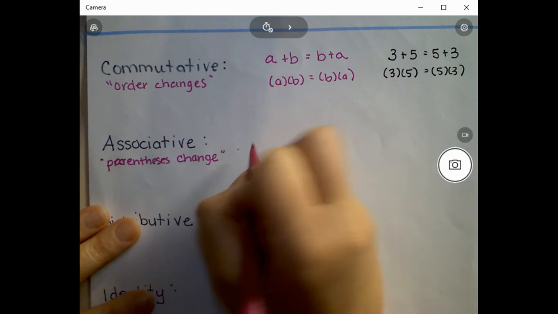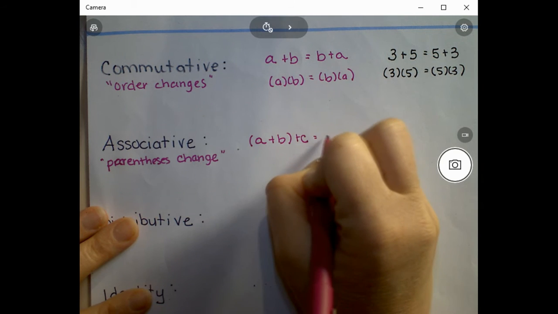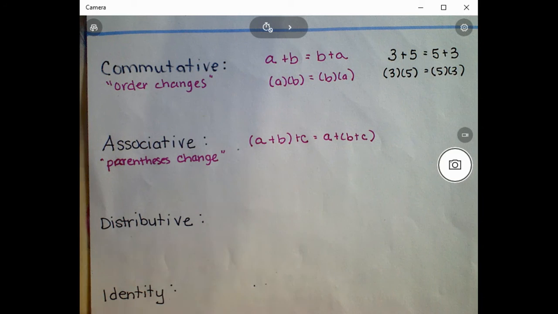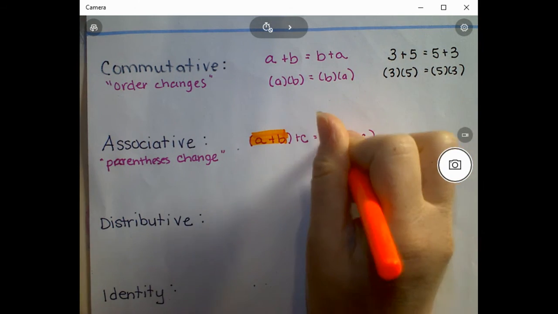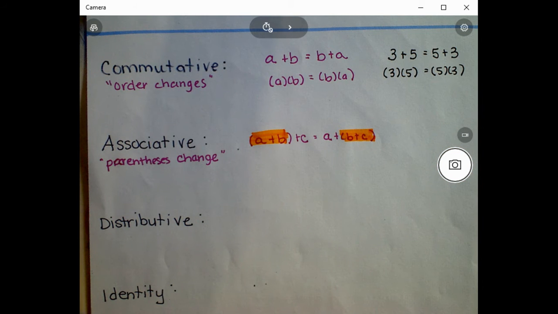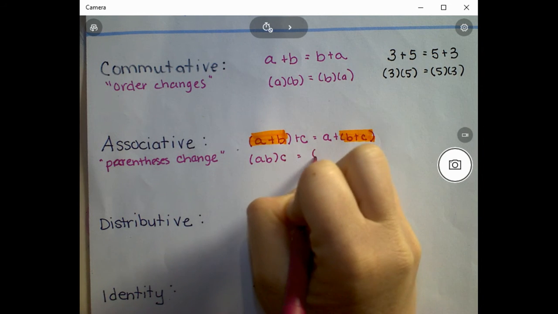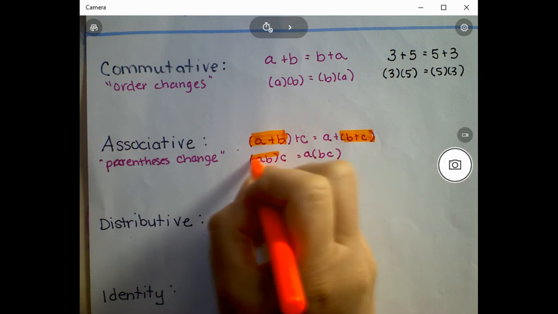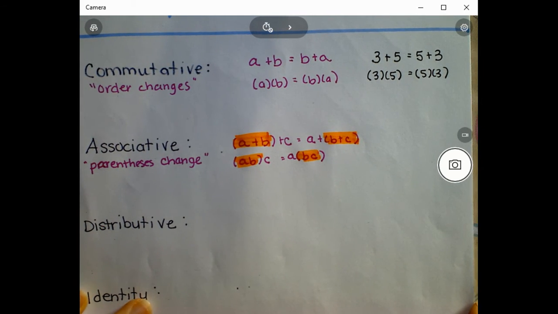In variables, you would have something like this: (a plus b) plus c equals a plus (b plus c). You can see the group changed. In this one, we're doing this group first, and in that one, we're doing that group first. But for addition and also for multiplication, the associative property works. It doesn't matter what order we do them in, as long as we have the same three numbers. Again, multiplication and addition only.